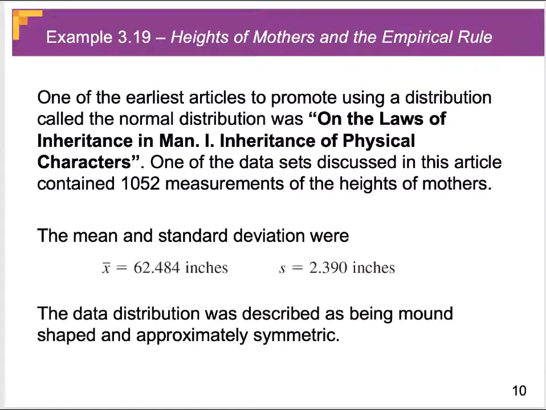observations. Taking a look at an example, we can consider one of the earliest articles to promote using a distribution called the normal distribution, which is that picture that you just saw. One of the data sets in this article contained 1,052 measurements of the heights of mothers. The mean was 62.48 inches, the standard deviation was 2.39 inches. We were told that the distribution was mound-shaped and approximately symmetric.